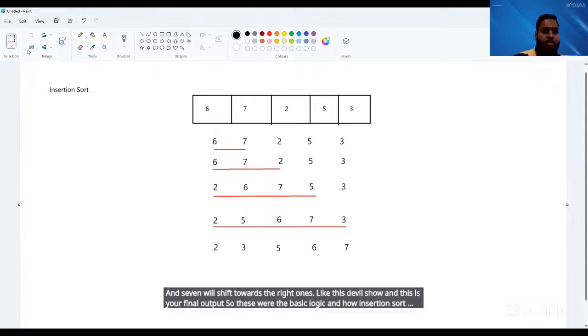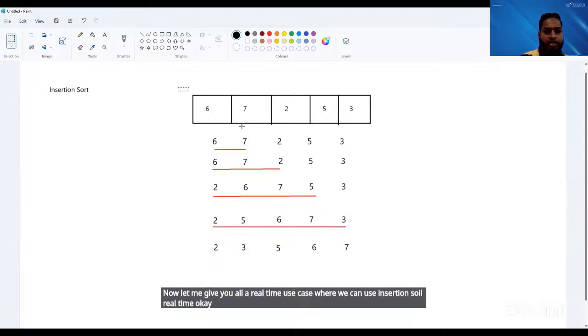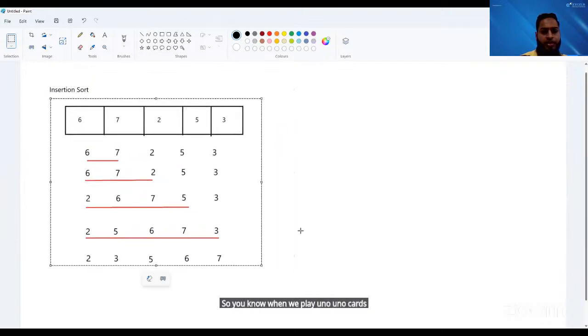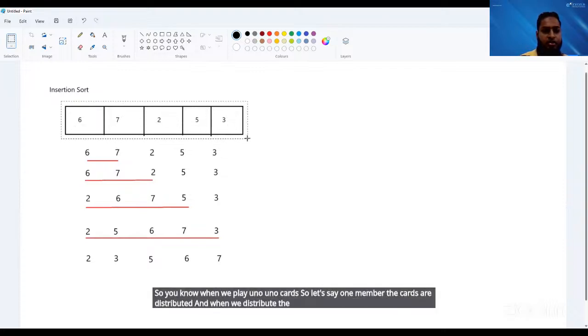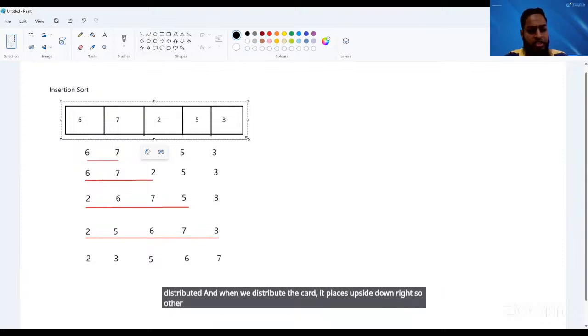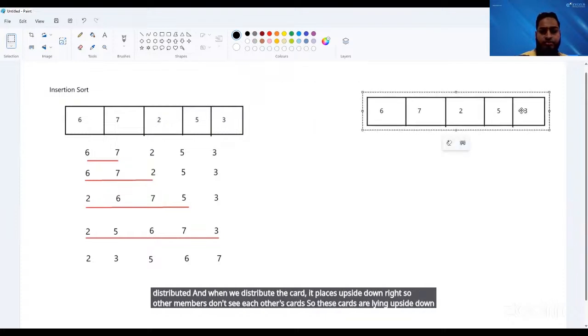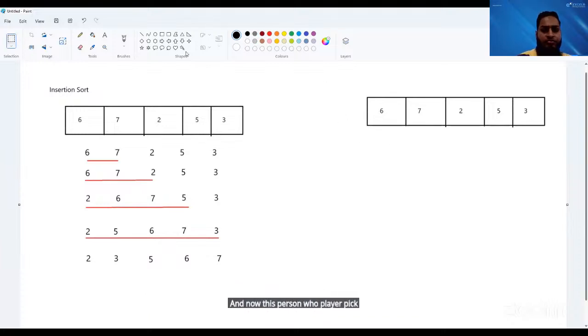Now let me give you all a real-time use case where we can use insertion sort. Real time, okay? Where we use it at times a lot. So, when we play Uno cards, let's say the cards are distributed, and when we distribute the cards, we place them upside down, right? So that the members don't see each other's cards. So these cards are lying upside down on the table. And now this player picks up one card at a time, and he will place it in his palm.